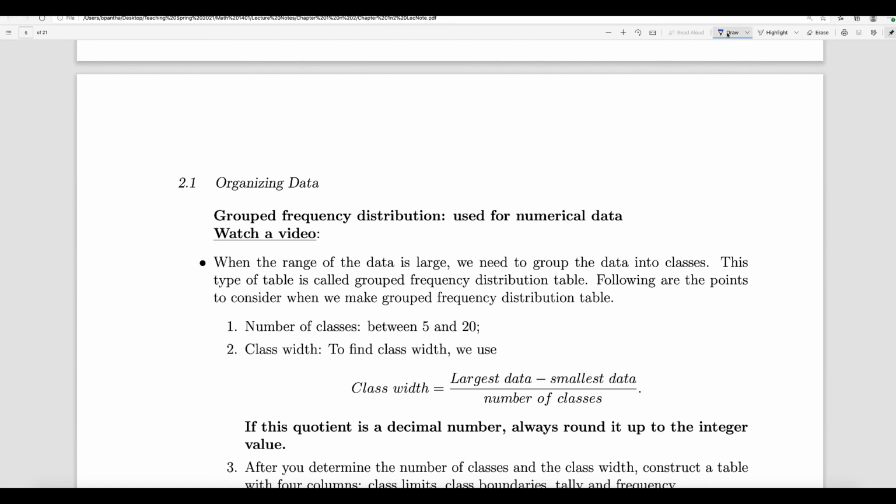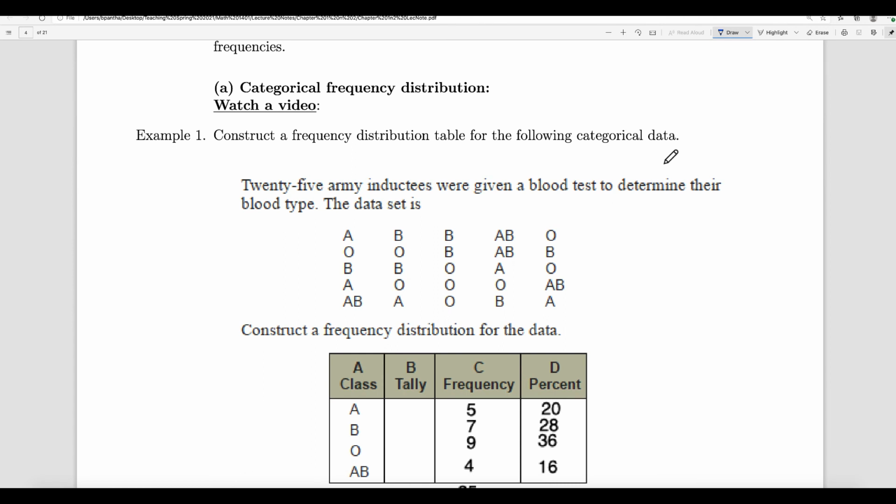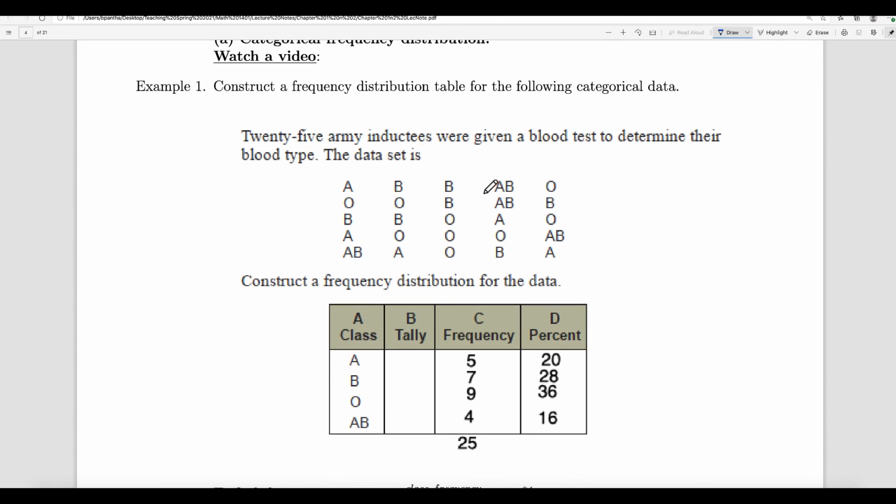In the last video, we discussed how to organize categorical data, or if the data are not numbers, how do we write them in a frequency distribution table? That's what we did, right? So to organize the categorical data, if the data is given in a raw form like this, and to write it in the frequency distribution table, we need 4 columns, right?